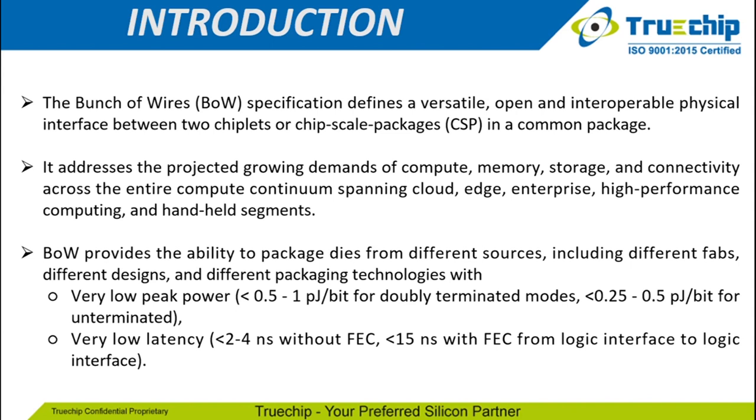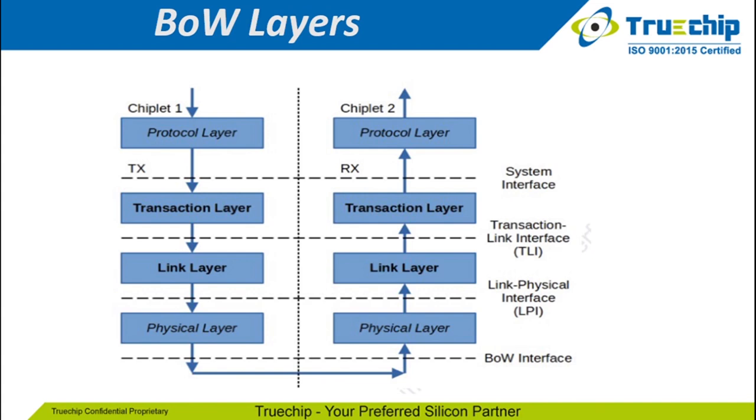BoW provides the ability to package dies from different sources including different fabs, different designs and different packaging technologies with very low peak power, that is between 0.5 to 1 picojoule per bit for doubly terminated modes, 0.25 to 0.5 picojoule per bit for unterminated. Very low latency, that is 2 to 4 nanoseconds without FEC, less than 15 nanoseconds with FEC from logic interface to logic interface. So here are the BoW layers.